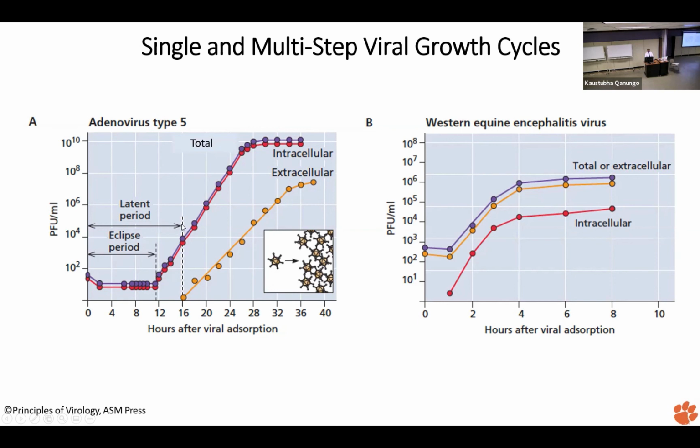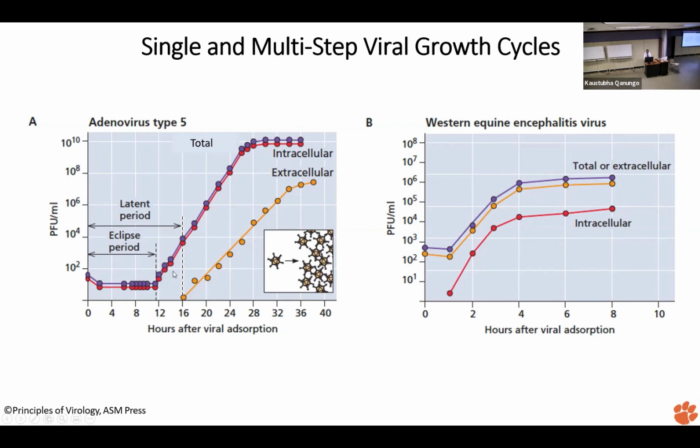What the latent period after the eclipse period is, very carefully understand that, in between these two dotted lines, you are finding intracellular virus. They have assembled and they are about to come out of the cell. And at this point, the second dotted line, they have burst open the cell and you find extracellular virus.